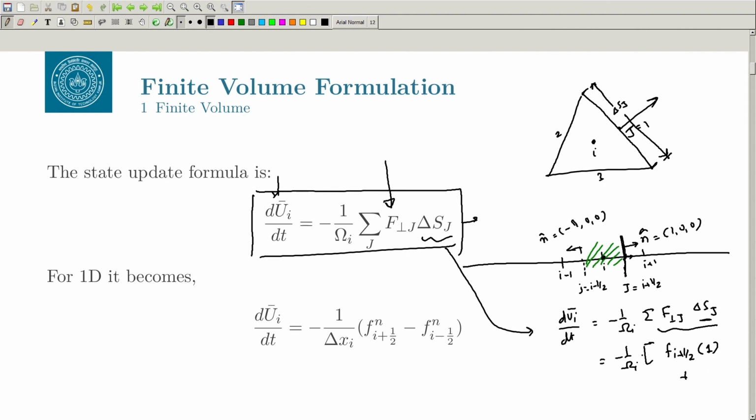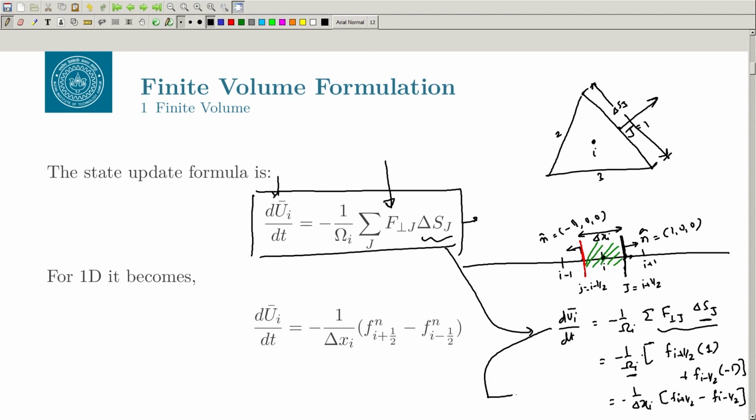So, we are basically looping over all the faces. So, f I minus half, we are looking at this face now, this one. Okay. So, this is f I minus half and the direction is minus 1. So, area normal is minus 1. And this omega I is nothing but the distance from here to here, which is my delta xi. This is called the cell volume for the general terminology. So, this is minus 1 by delta xi, f I plus half minus f I minus half, right.